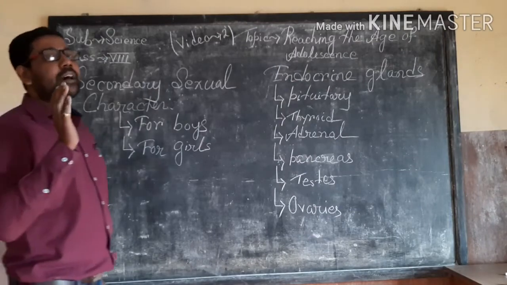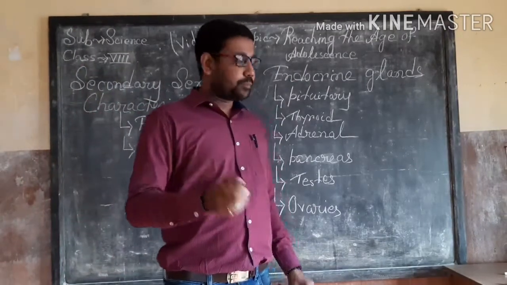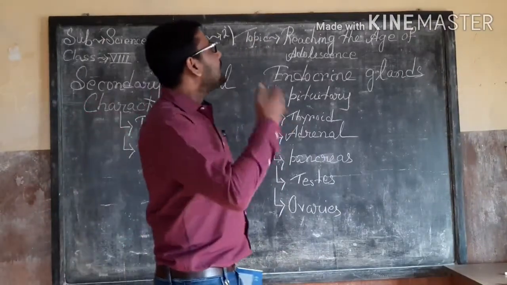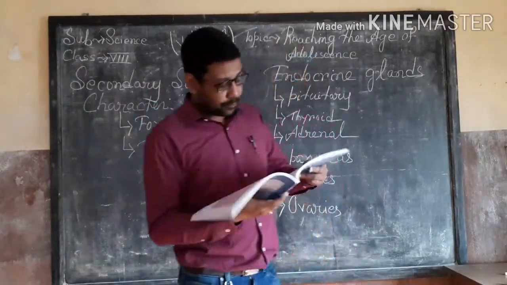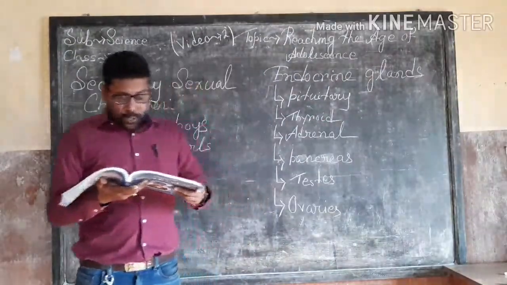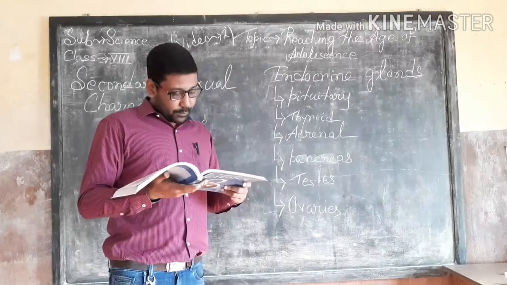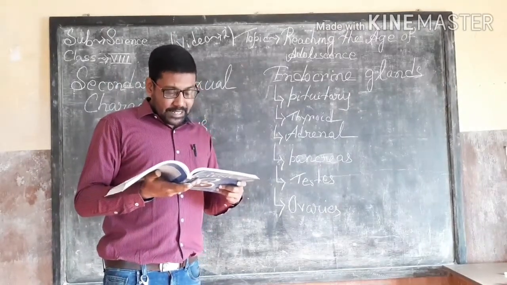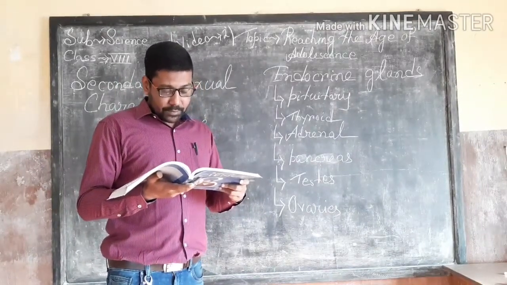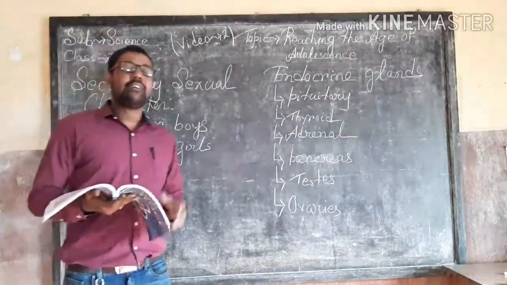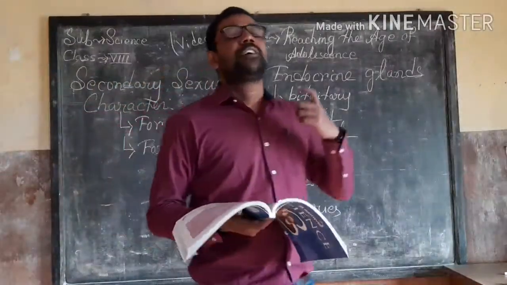So what is an endocrine gland? Endocrine glands are the special organs in our body that secrete hormones directly into the blood rather than through ducts. So this is the definition of the endocrine gland.